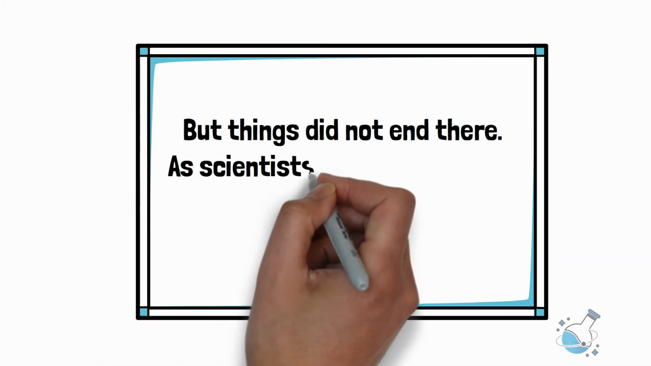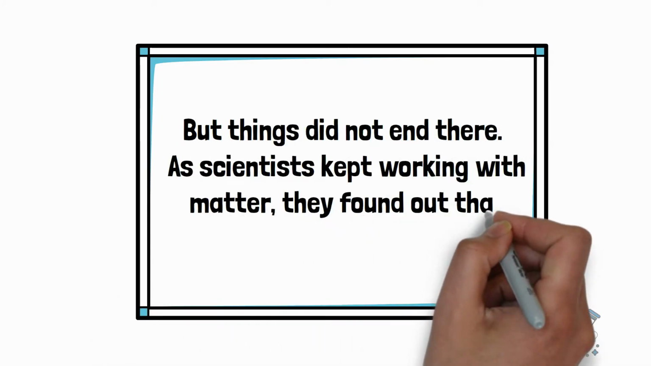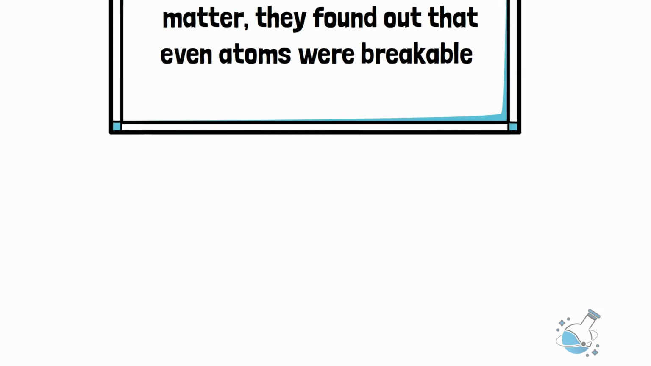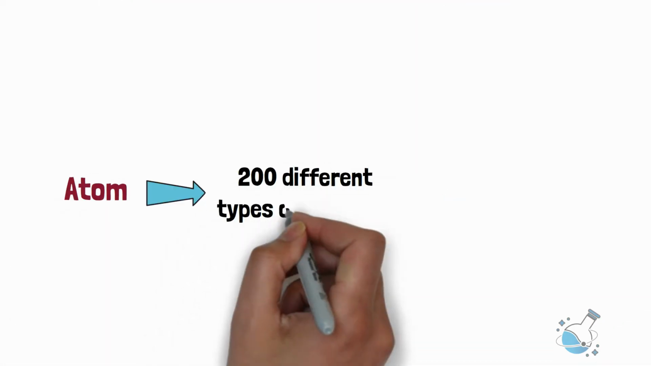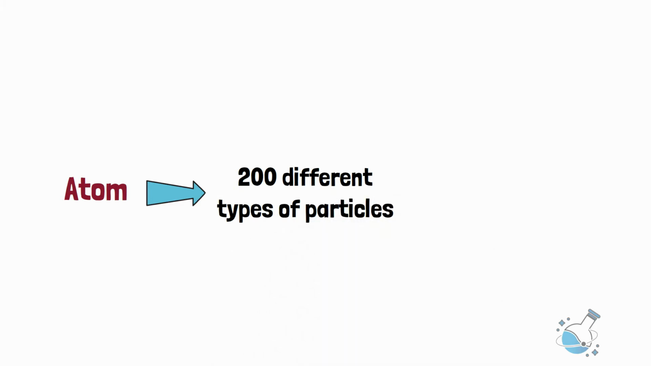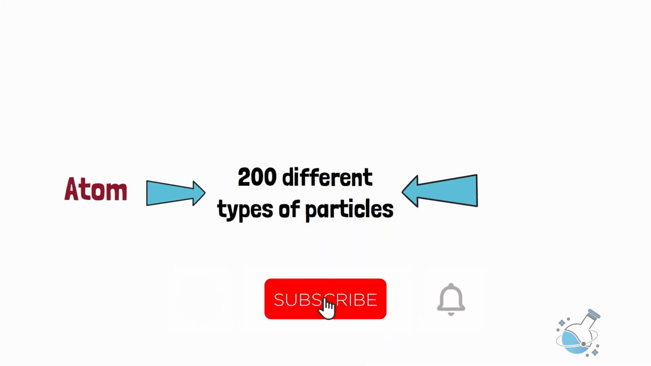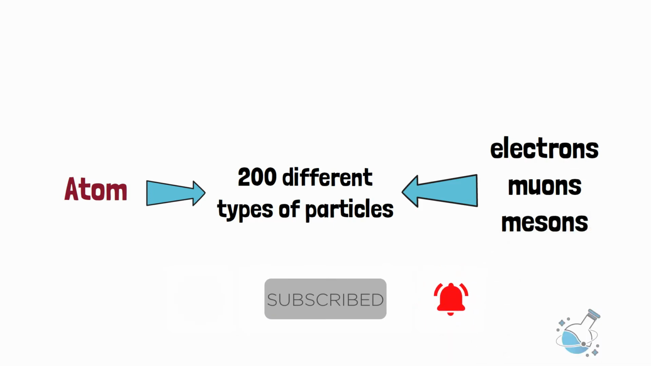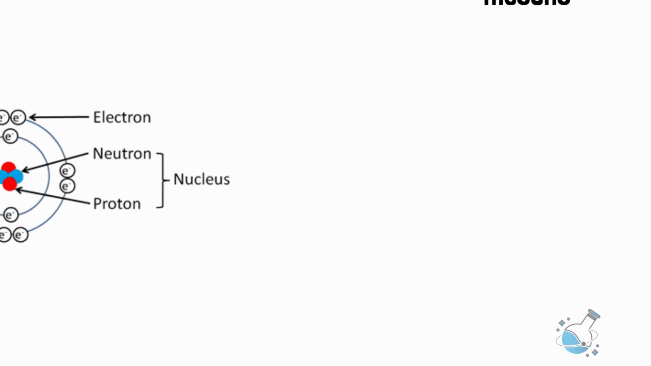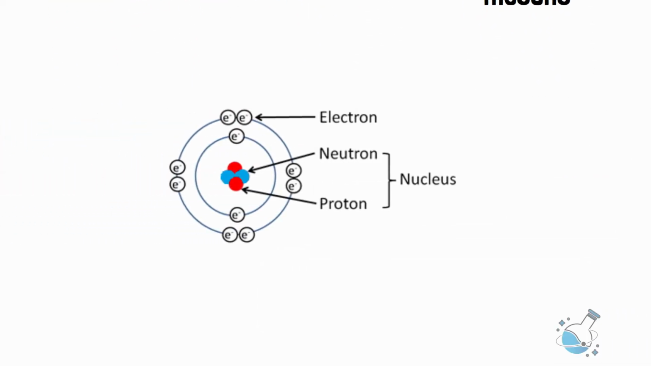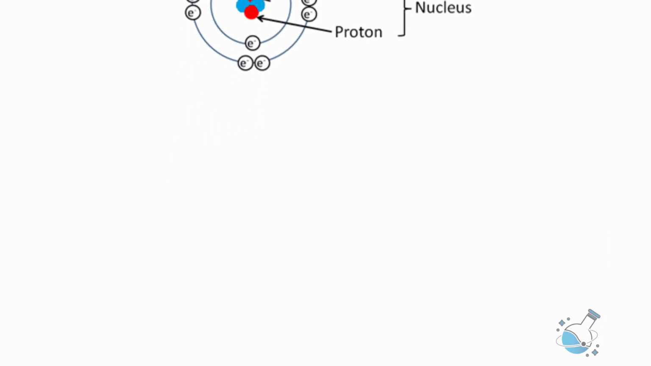As scientists kept working with matter, they found out that even atoms were breakable. An atom is actually made up of about 200 different types of particles. For example, electrons, muons, and mesons. These are called subatomic particles. Among these, only protons, neutrons, and electrons are permanent and are today's topic. We're still calling it atom.